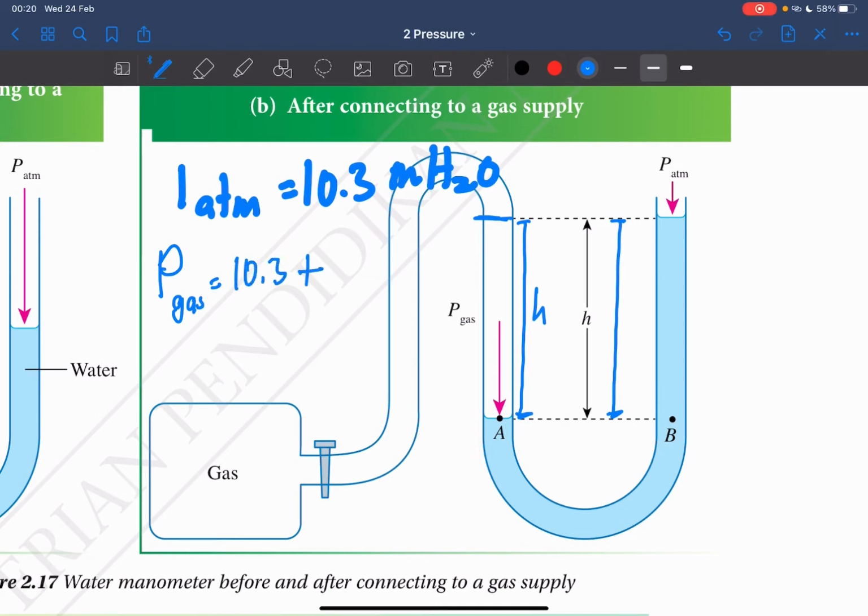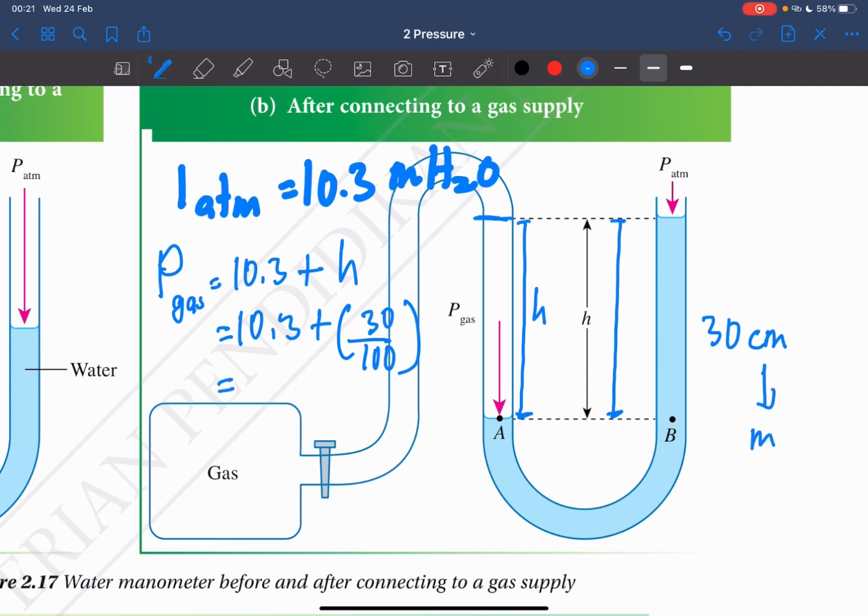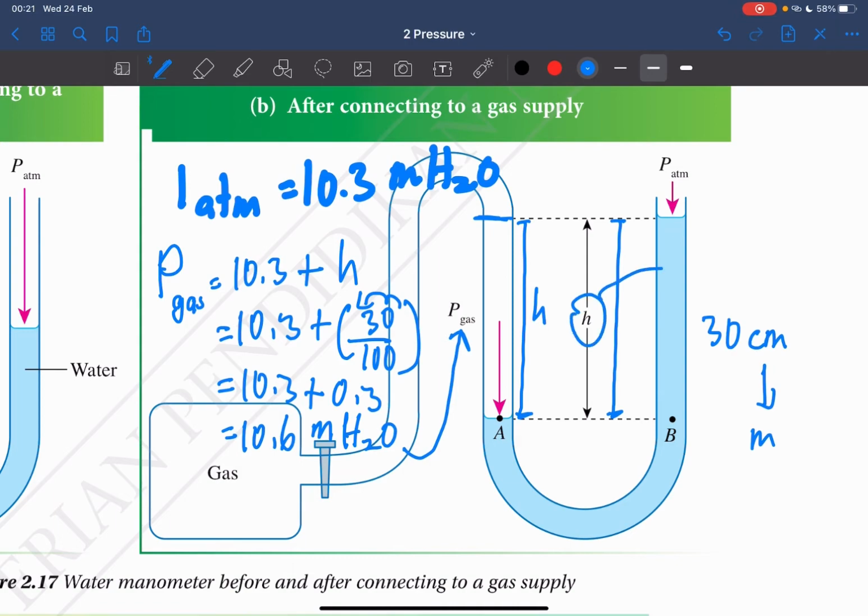10.3 plus H. Let's see. H is 30 cm. So you plus 30 divided by 100 because cm needs to change to meter. And then you get the answer 10.3 plus 0.3 equals 10.6 meter H2O. This is the pressure of the gas if we say that H equals 30 cm.